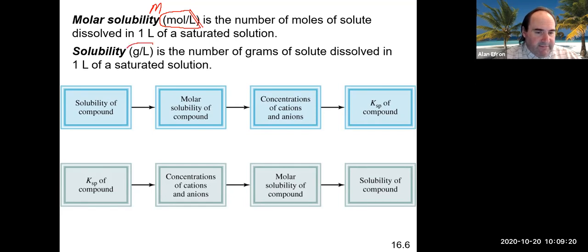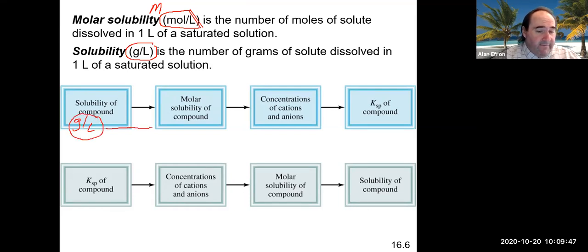And pretty self-explanatory there. That's basically how many grams of solute you can dissolve in a liter of solution. So when we do these problems, there's sort of two types of problems that you commonly come across, and it's really based on the information that's given to you. The first one is they give you the solubility of the compound. And again, that could be in grams per liter, could be in some other unit as well.